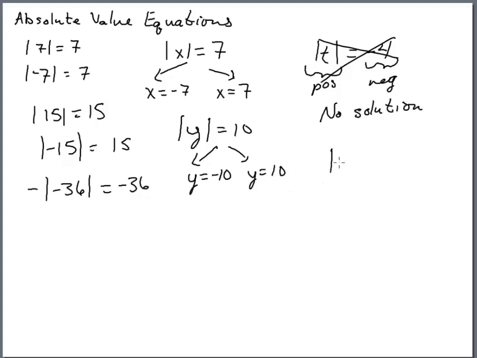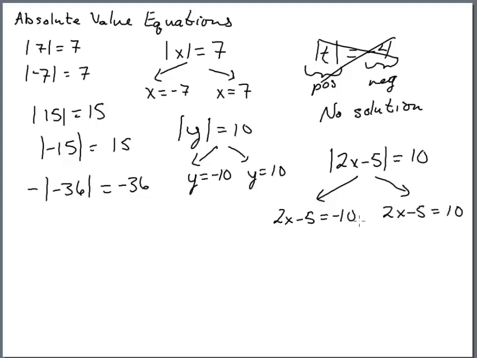So let's try one over here. If I have something like absolute value of 2x minus 5 equals 10. This is going to split so that the 2x minus 5 could equal a -10, or we could have the 2x minus 5 equals a +10. And we just solve these two equations individually. Add 5 and divide by 2. And over here, add 5, divide by 2. And there we have those two solutions.